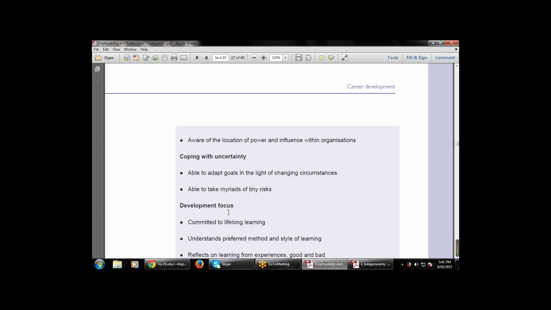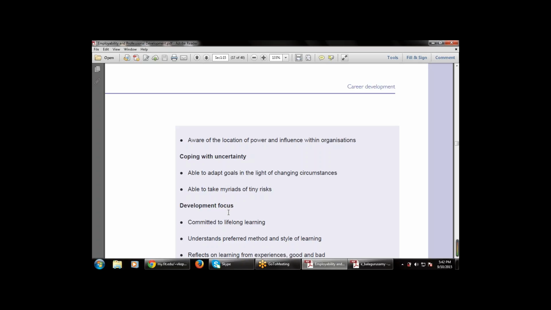The first point is being able to adapt goals in the light of changing circumstances, that is, what goals are used in light of the changing circumstances. Then being able to take a myriad of tiny risks, that is, how to use uncertainty: getting the risk, evaluating the risk, and performing action to reduce the risk.